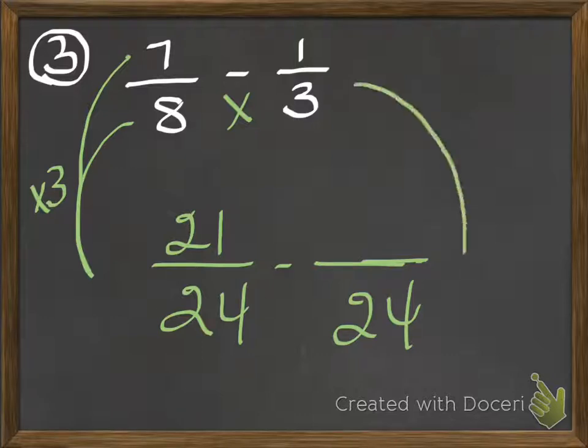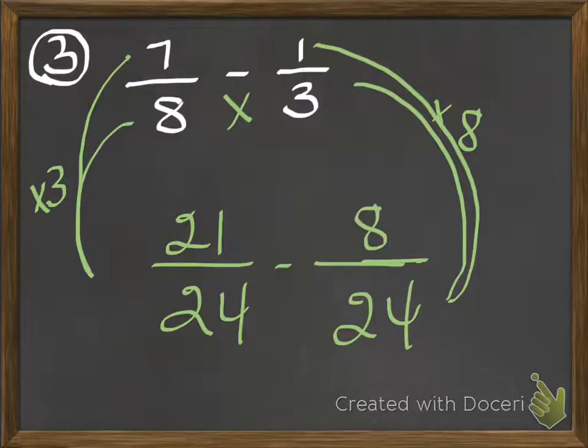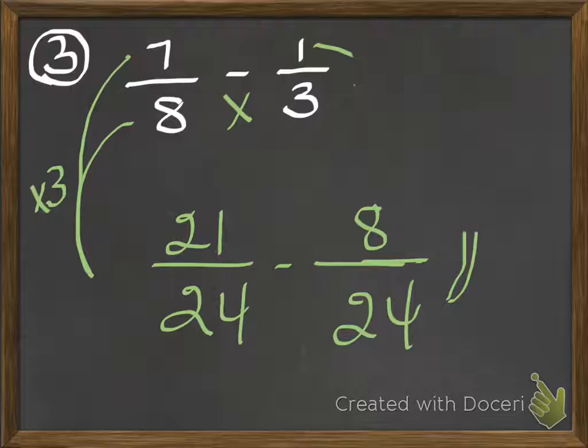To get from 3 to 24, I had to multiply it times 8. Whatever I do to the bottom, I do to the top. So I have to multiply the top number by 8. 1 times 8 is 8. Let me make some room again.